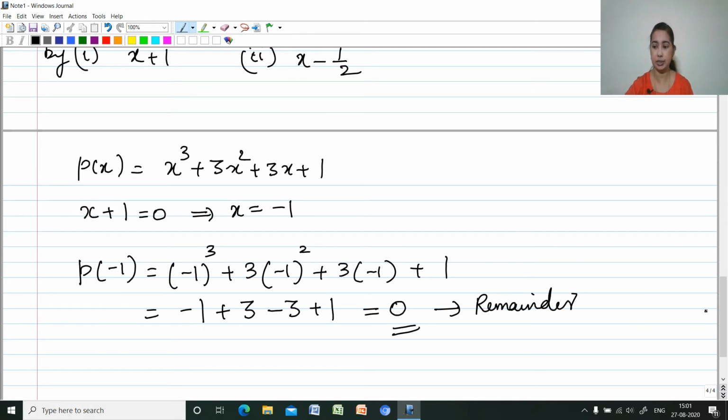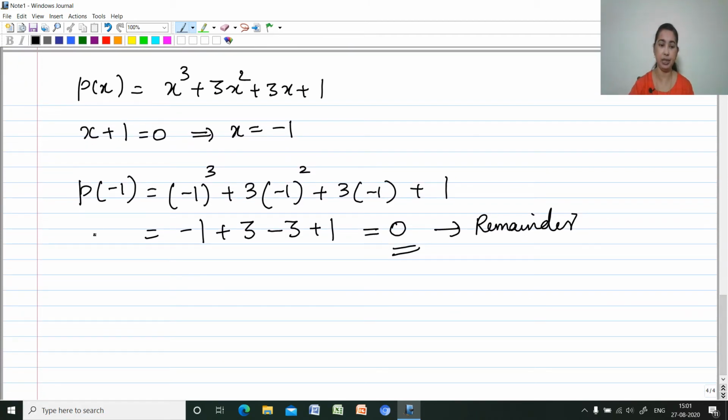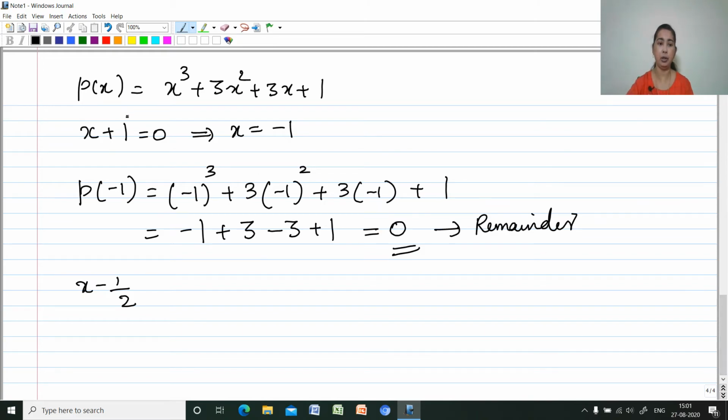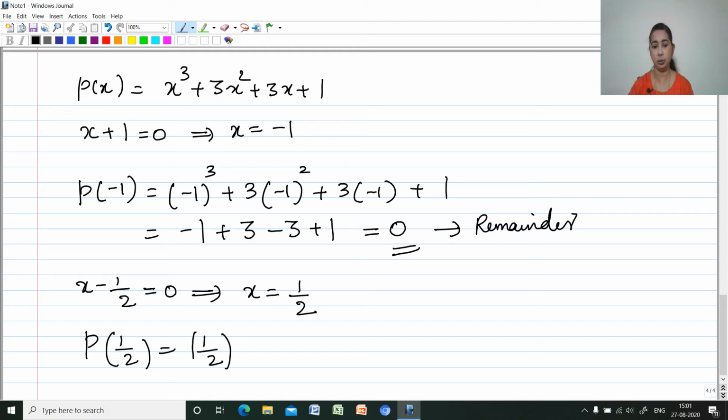Now one more question: x minus 1 by 2. The linear polynomial is x minus 1 by 2. The polynomial p of x is x cube plus 3x square plus 3x plus 1 itself. So equating this to zero, we get x is equal to 1 by 2. This 1 by 2 I am substituting in the polynomial p of x, that is p of 1 by 2, equal to 1 by 2 whole cube plus 3 into 1 by 2 whole square plus 3 into 1 by 2 plus 1.